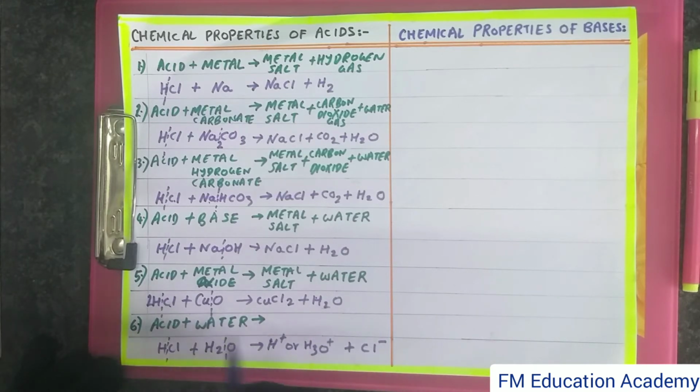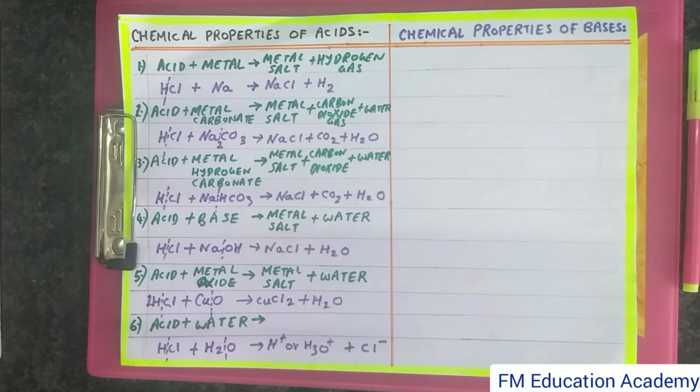So which type of reaction is this? This reaction is also called a decomposition reaction. What is a decomposition reaction? The reaction in which the reactants split and form 2 or more products is called a decomposition reaction. So we can say this reaction is also a type of decomposition reaction, as hydrogen and chlorine are splitting and forming H plus and Cl minus ions, or H3O plus and Cl minus ions.